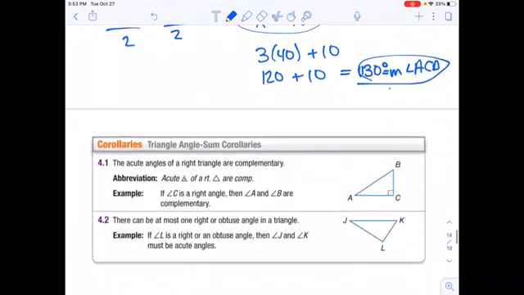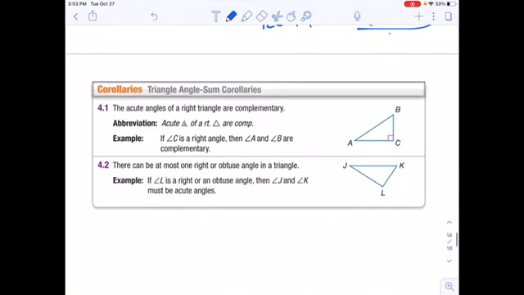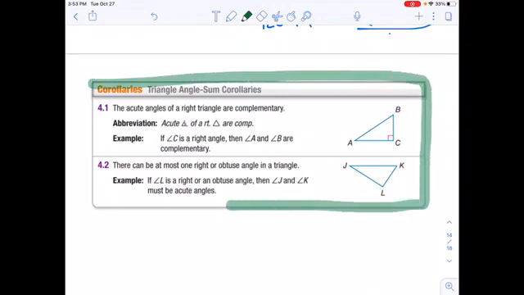All right, almost there. We have corollaries. Now, corollaries are not quite as powerful as theorems or postulates. They're kind of directly based on them, but they're like a secondary idea based on the triangle angle sum theorem. I would go ahead and highlight these, though. They are pretty important. The acute angles of a right triangle are complementary.